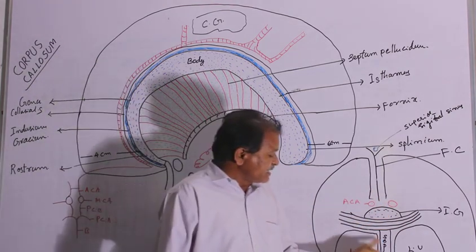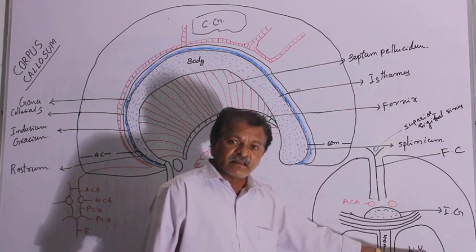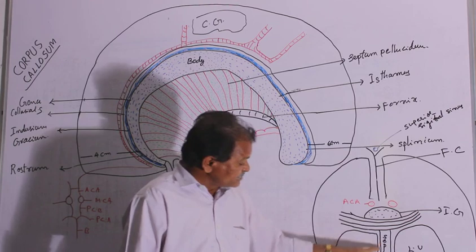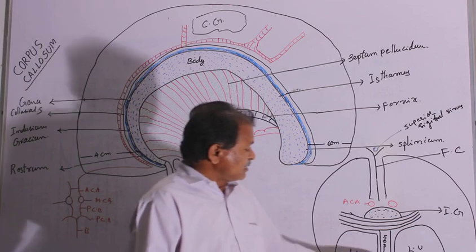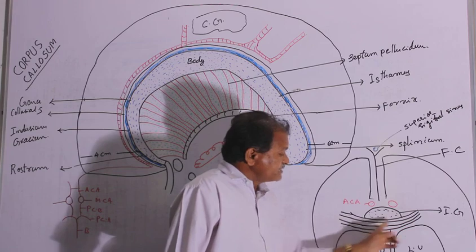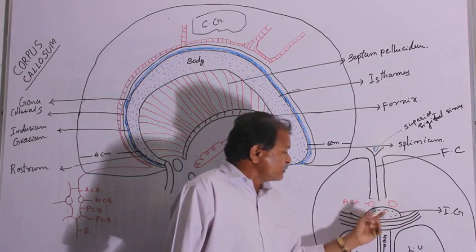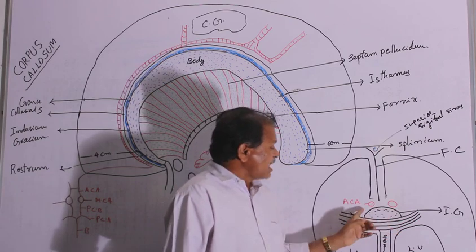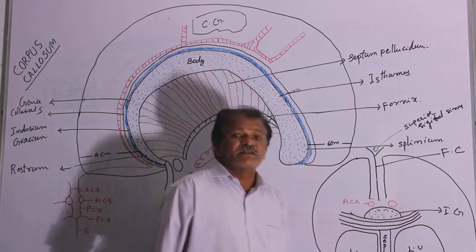Once again, here is the septum pellucidum. The septum pellucidum separates the right lateral ventricle from the left lateral ventricle, and is present in between them. Superiorly there are horizontally extending fibers called the corpus callosum. Superior to this there is gray matter called the indusium griseum, and superior to this there is an anterior cerebral artery.